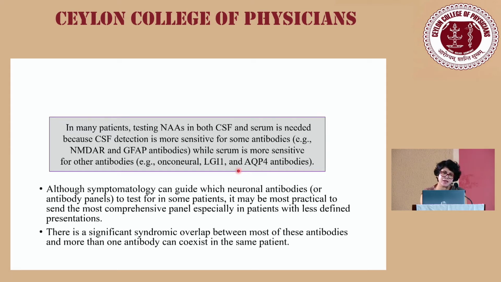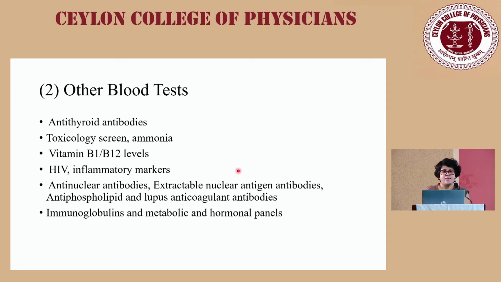Because in certain scenarios, like in NMDR and GFAP antibody-mediated syndromes, the CSF will be more sensitive. But on the other side, in these paraneoplastic conditions, LGI1 and aquaporin-mediated disorders, the serum will be more sensitive. In whichever condition, if we have the capacity, we should go for both serum and CSF neuronal autoimmune panels. If we don't have serum, we should go for CSF at least, because most of these patients can have syndromic overlap. And then the other blood tests we should order mainly to exclude the differential diagnosis.